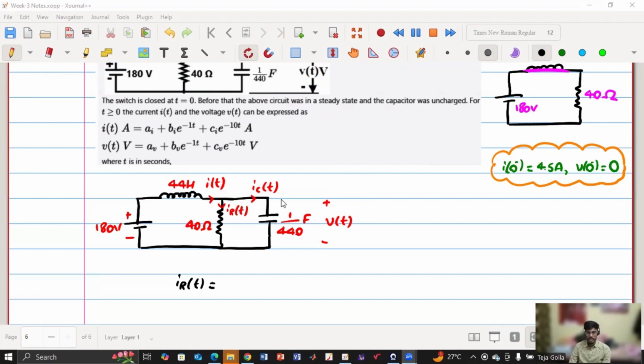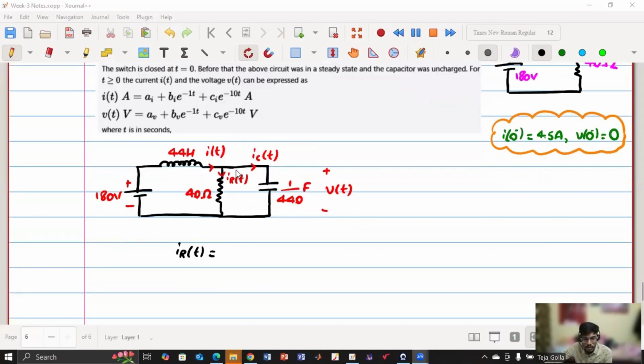So I need IR of t in terms of V of t and IC of t in terms of V of t. Any guesses? It is very straightforward. IR of t equals V of t by 40, because the voltage across the resistor is directly V of t.